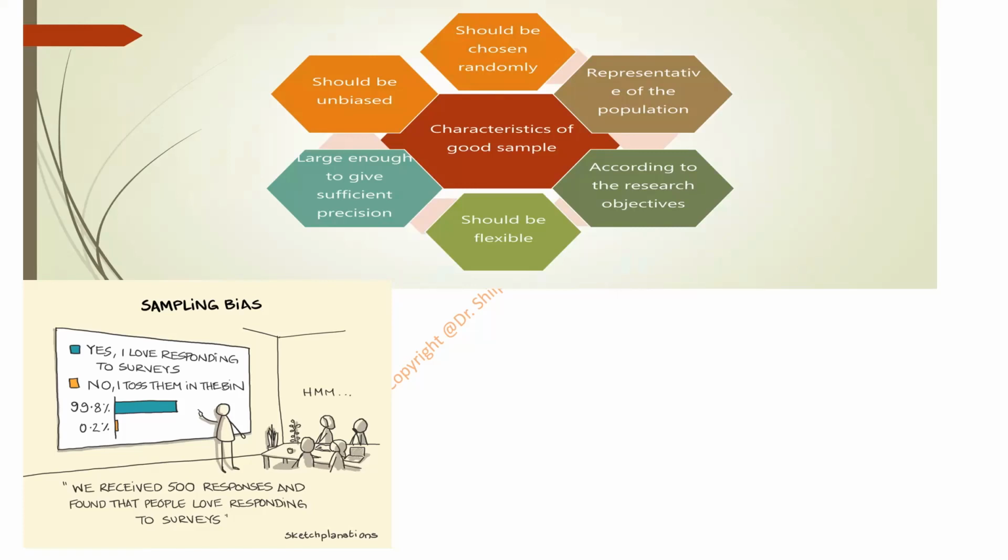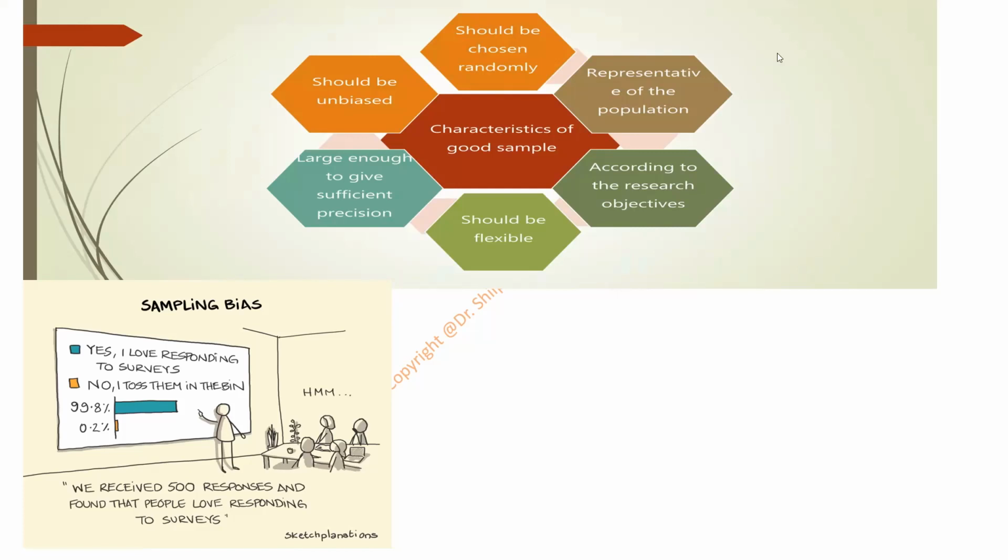These are the characteristics of good samples. If I want to do good sampling, what characteristics must it have? The sample should be chosen randomly. It should not be very selective, like "I know these people, so I'm selecting them." No, it should not be like that.